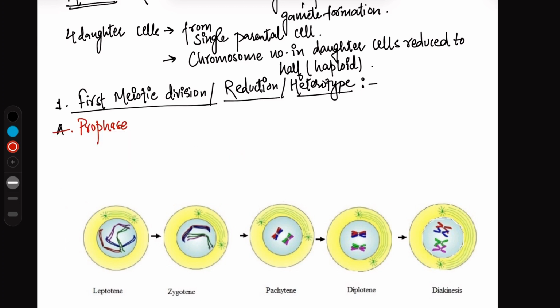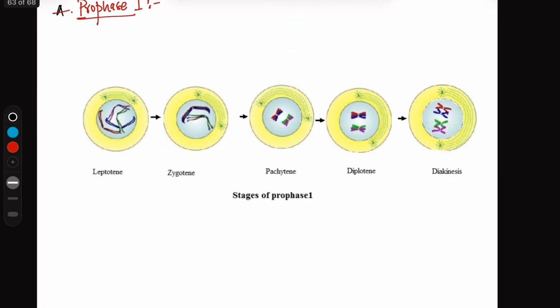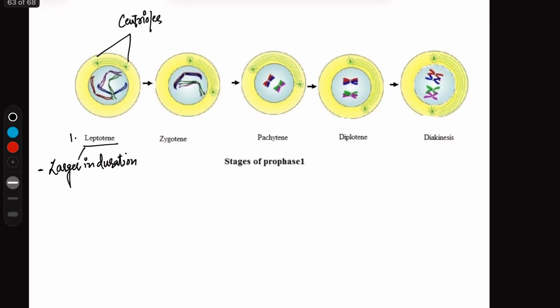Just like mitosis, meiosis also has stages like prophase. Prophase 1 of meiosis 1 is longer in duration as compared to mitosis and is profoundly modified into 5 stages. These are the 5 stages. First is the leptotene stage. This stage initiates meiosis. The meiotic cell is comparatively large with a large nucleus in this stage. Here you can see centrioles are there.